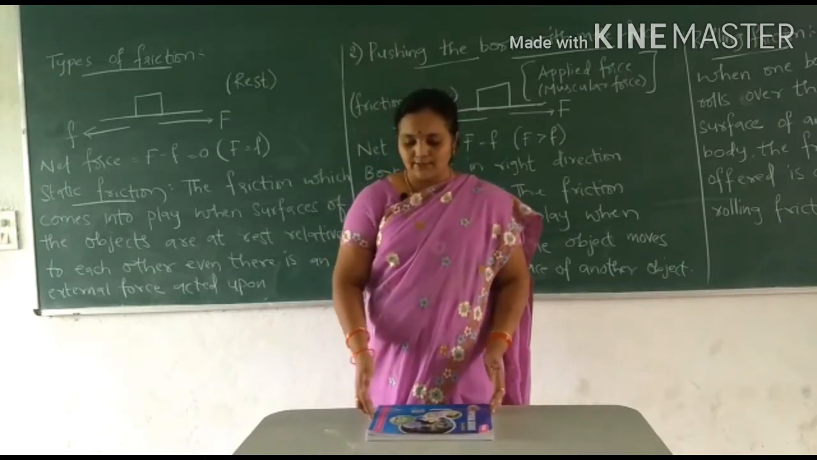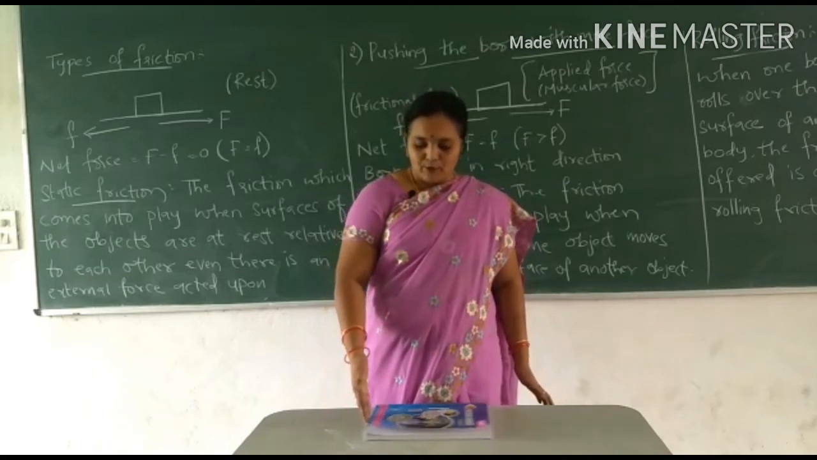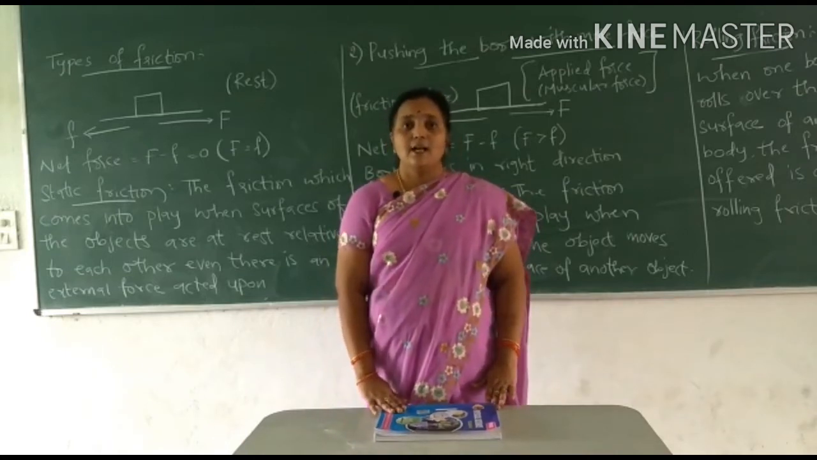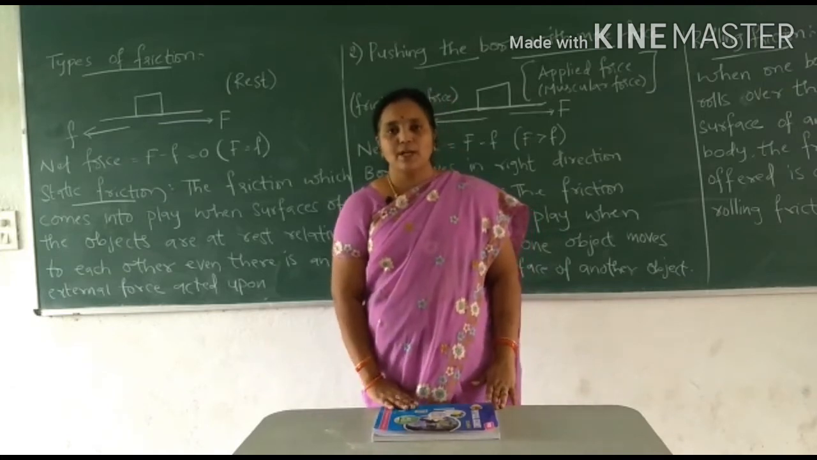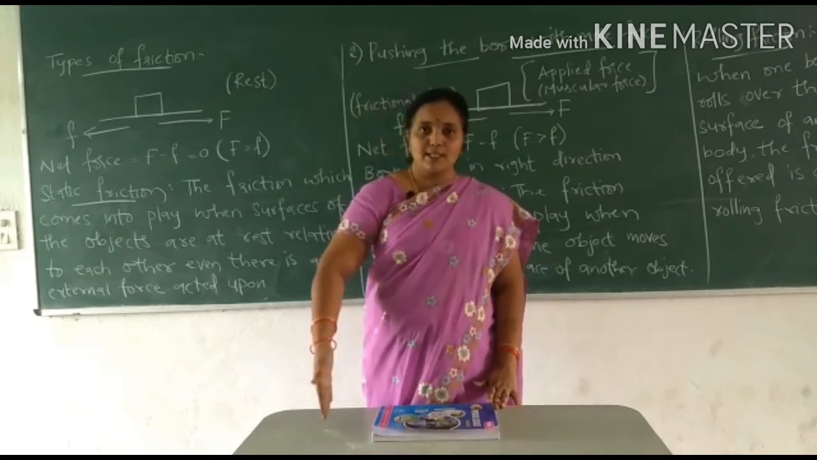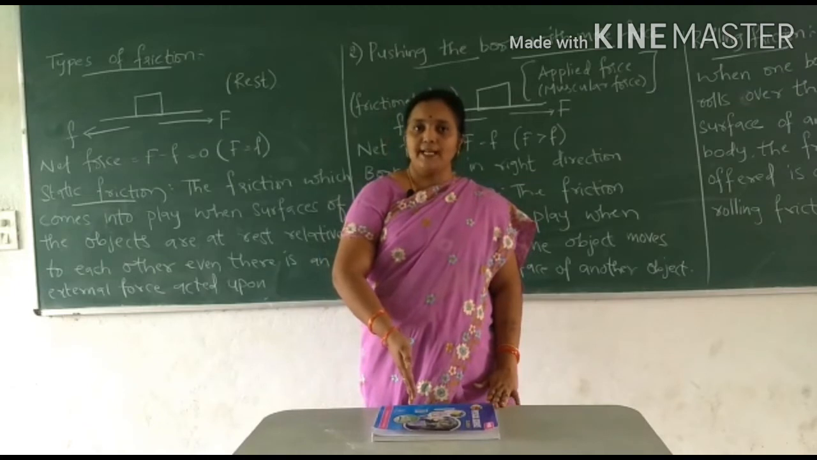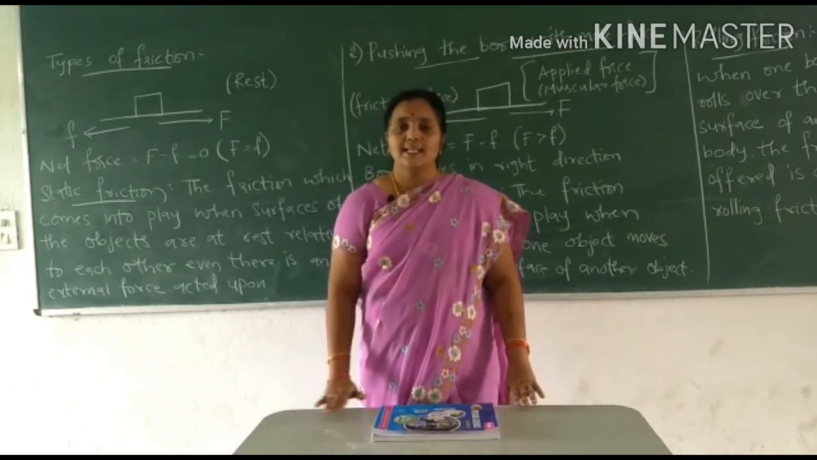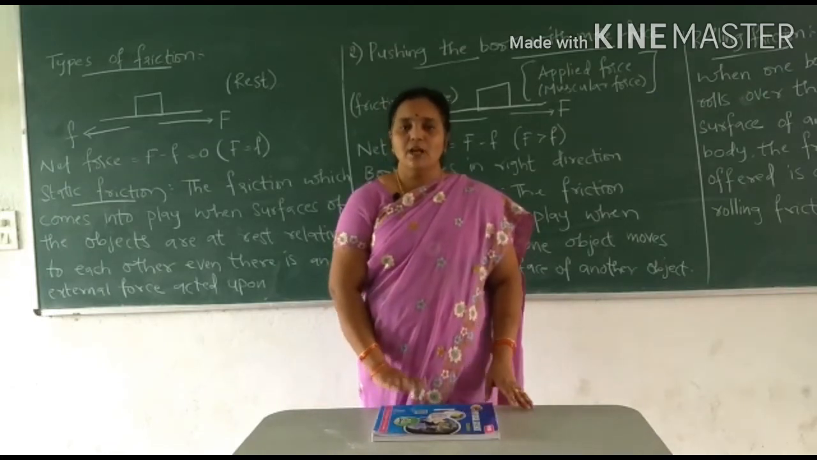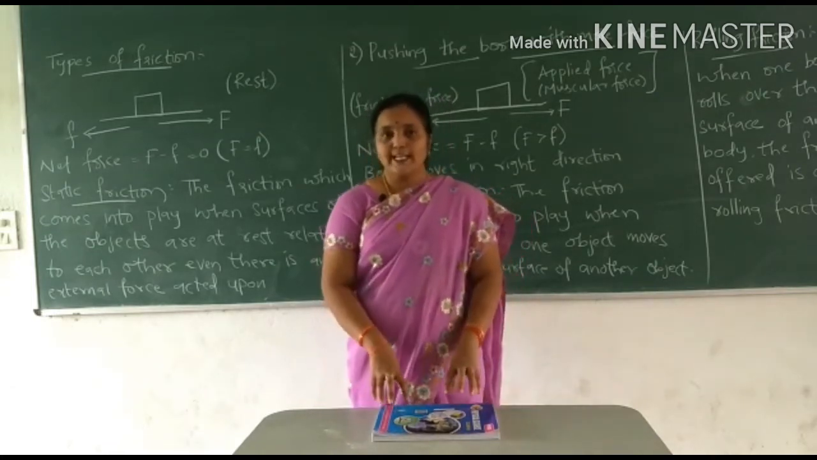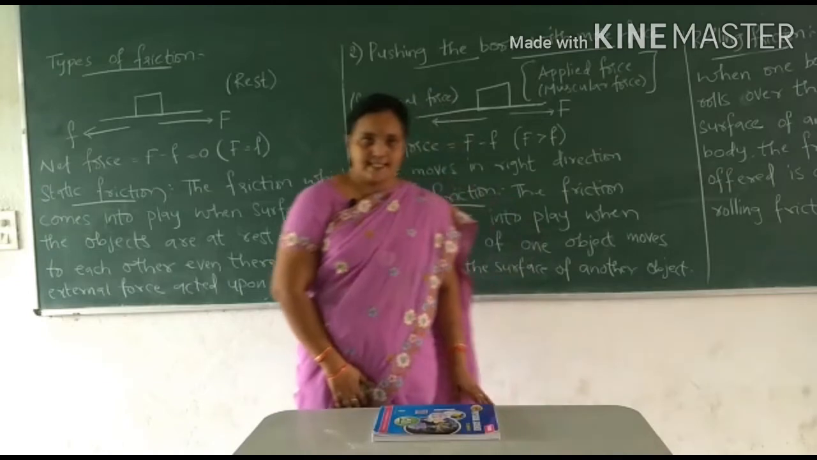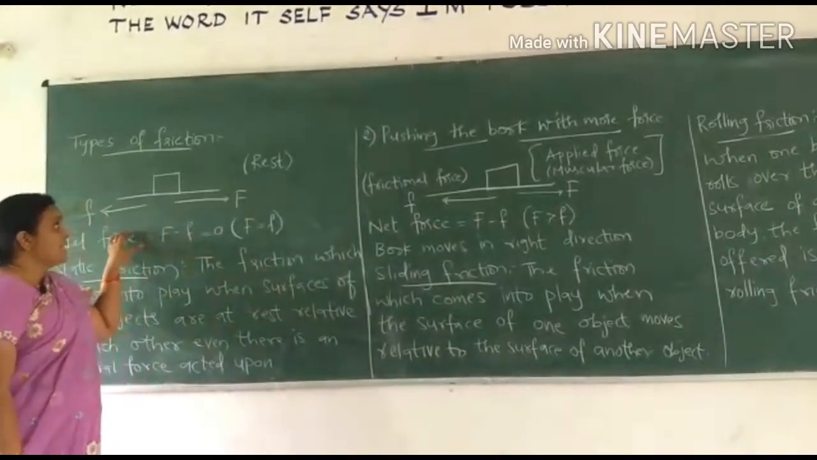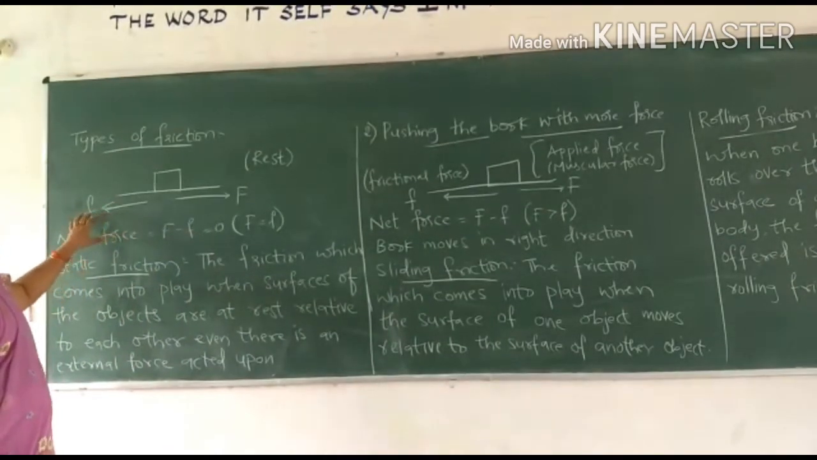Here what we have observed is that when I applied some force, muscular force, the book has moved a certain distance. Why has the book moved? Because the muscular force which I applied is more than the frictional force which is applied by this surface. So the book has moved a certain distance. Taking this activity as an example, we will find out the types of frictional forces.